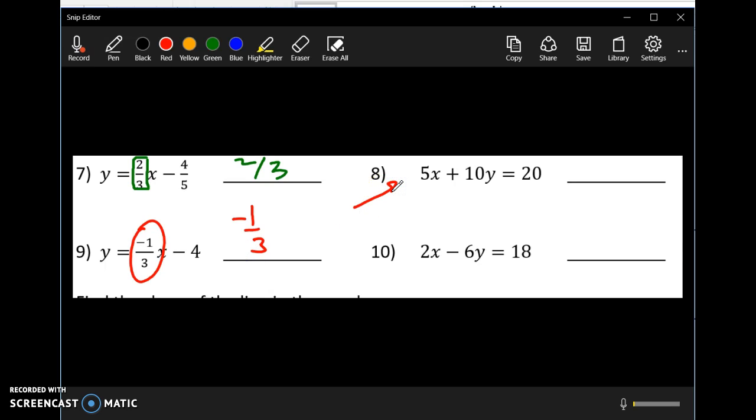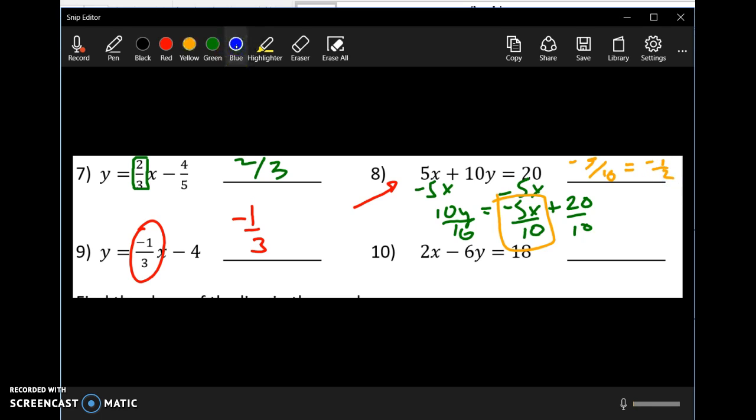This one, I can't see the slope because, again, it's in standard form. So because it's in standard form, we would need to convert it to slope-intercept form. To do that, I would have to move the 5x to the other side. I get 10y equals -5x plus 20. And then I would need to divide by 10. So my slope for this one would be -5 over 10, or you could reduce that to -1/2.